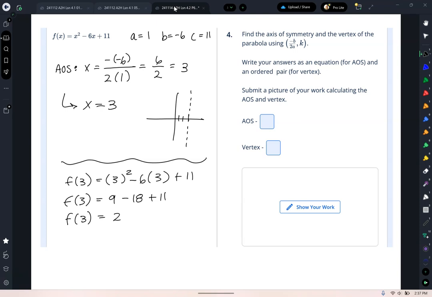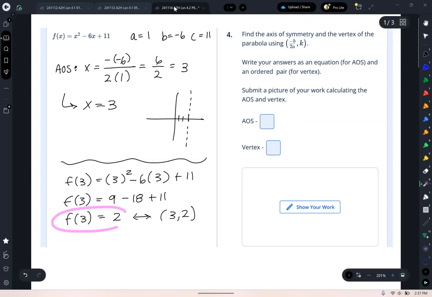I get 2. Did you guys get 2? Yeah. Okay. Now, the important thing to remember is that this format right here, this f of 3 equals 2, is the same thing as saying 3 comma 2. Those two mean the same thing. They're just different ways of writing it, right? This is writing the input-output pair in function notation. This is writing the input-output pair in ordered pair notation.